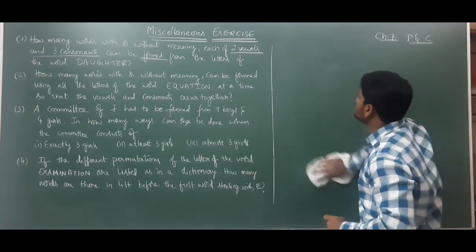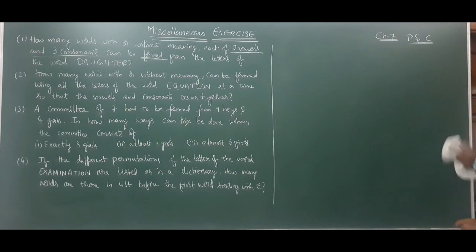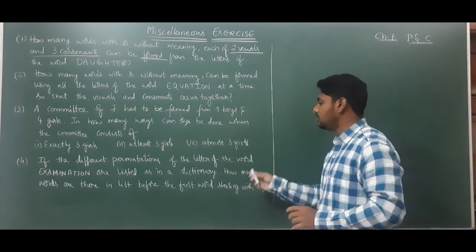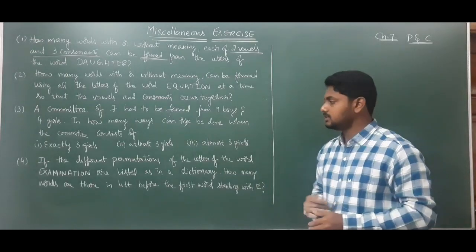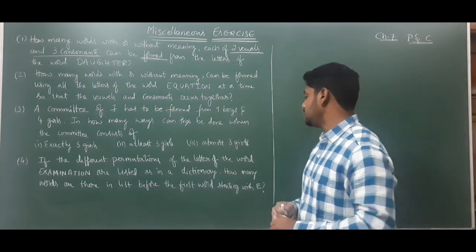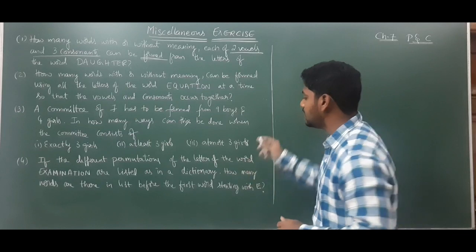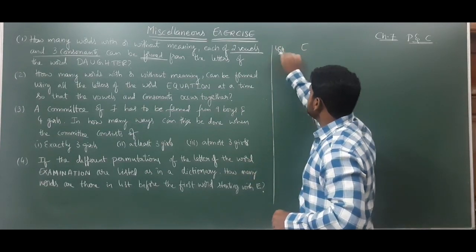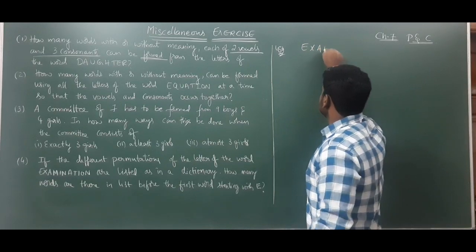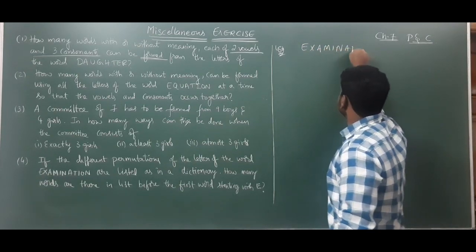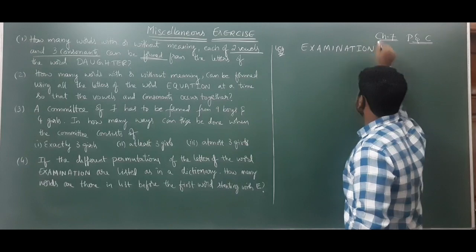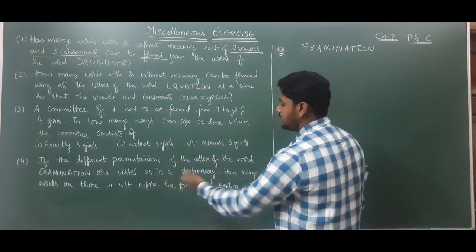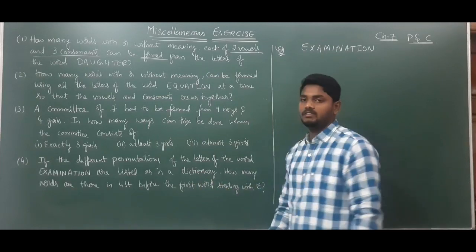Next, question number 4. If the different permutations of the letters of the word EXAMINATION are listed as in a dictionary, how many words are there in the list before the first word starting with E?